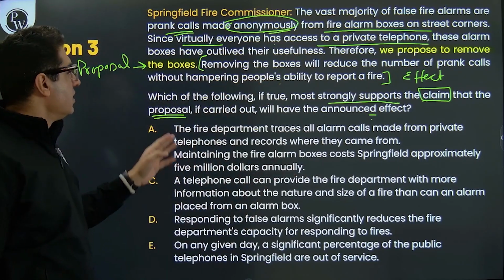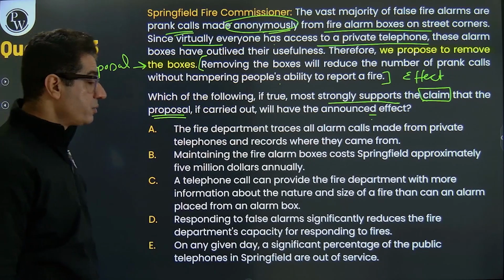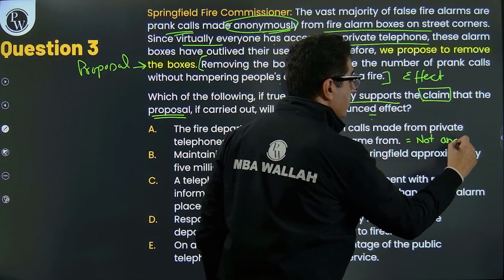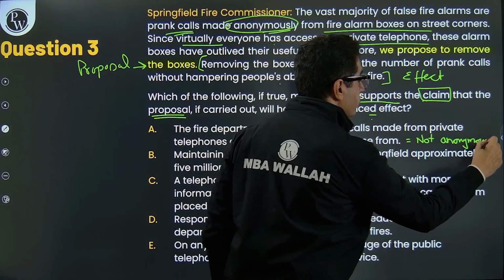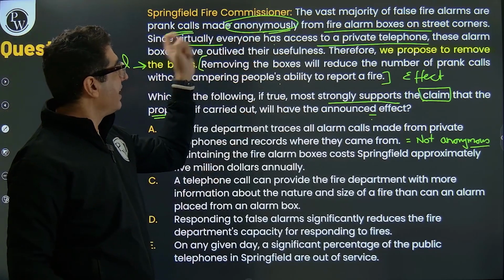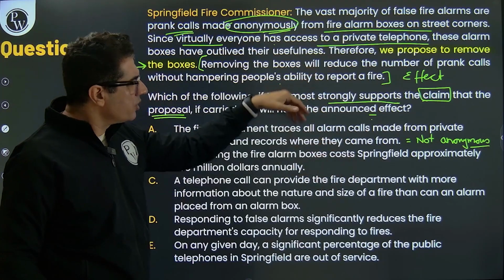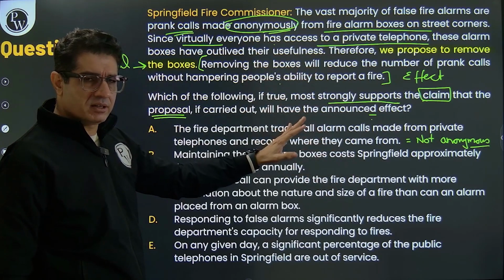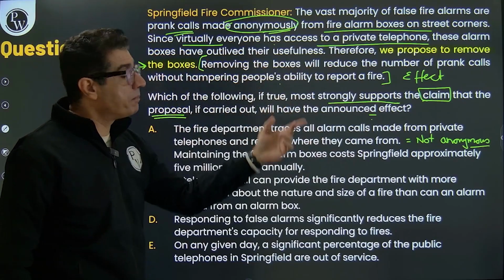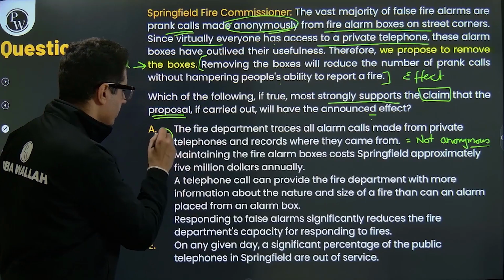Okay, let's start. A, the fire department traces all alarm calls made from private telephones and records where they came from. So what does it mean? These callers are not going to remain anonymous. And since that anonymity led to a greater volume of prank calls, non-anonymity should reduce it. So it is consistent. It is going to reduce the number of prank calls without hampering people's ability to report a genuine actual fire. Strengthens.